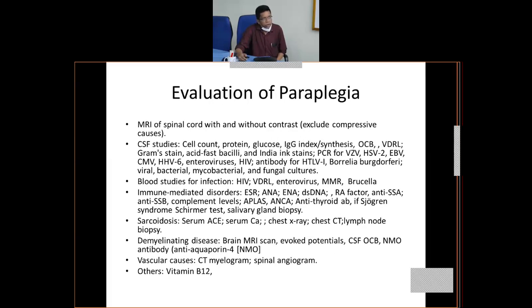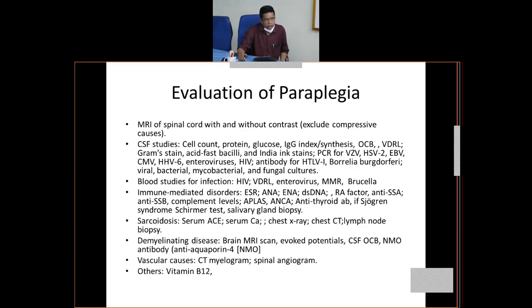So on evaluation for paraplegia, you have to definitely ask for the MRI of the spinal cord with or without contrast. Then in some conditions, you have to ask for CSF studies. You have to look for cell count, protein, glucose. In multiple sclerosis, you have to look for IgG index, then oligoclonal bands, VDRL, syphilis, gram stain, acid fast bacilli for tuberculosis, Indian ink stain for fungal, PCR for varicella zoster, herpes simplex, Epstein-Barr, cytomegalovirus, human herpesvirus 6, enterovirus, HIV, antibodies to HTLV-1 to rule out tropical spastic paraplegia, Lyme disease to rule out Borrelia burgdorferi, and viral, bacterial, mycobacterial, fungal cultures. It's not that for every patient you should ask for everything, but you have to individualize the patients.